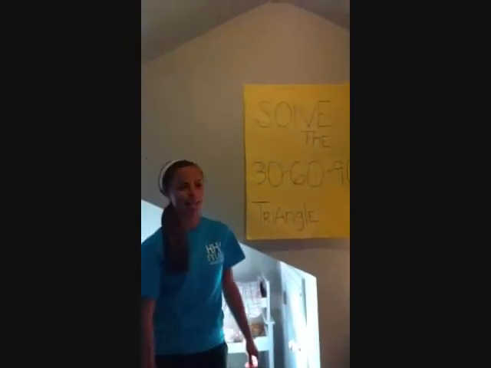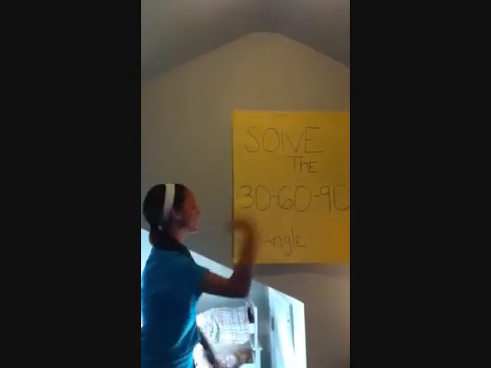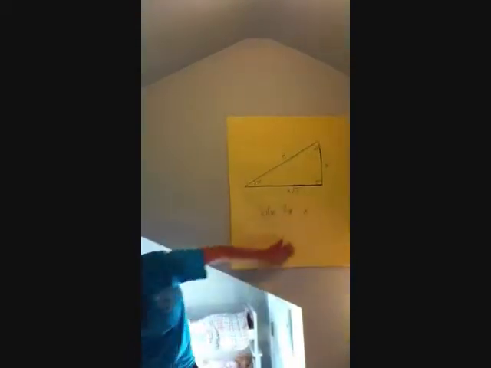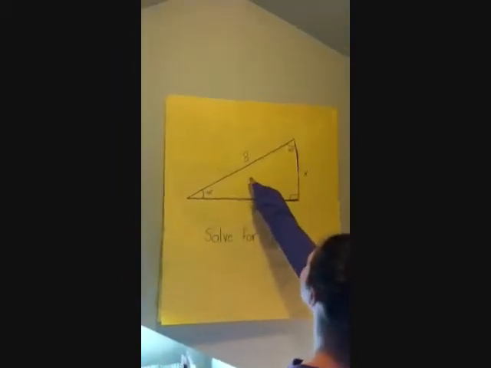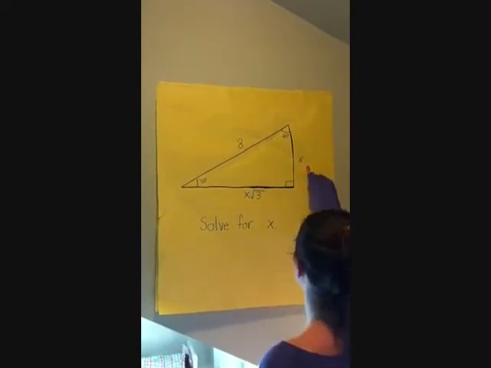Solve the 30, 60, 90 triangle. Any volunteers? You right there, come on up. Solve for x. So the hypotenuse is 8, and you divide it by 2, so that's 4, so x is 4.